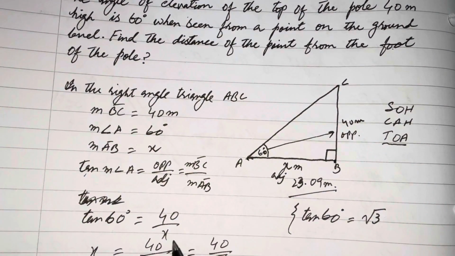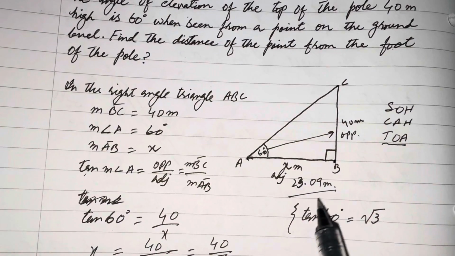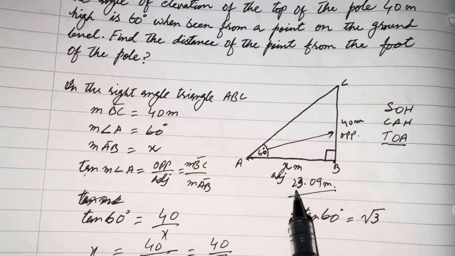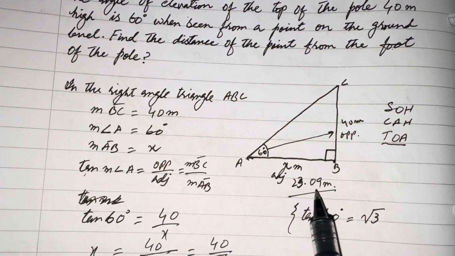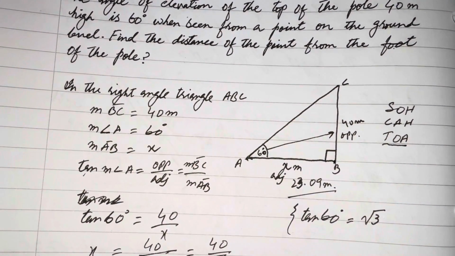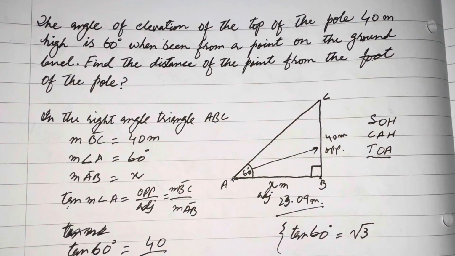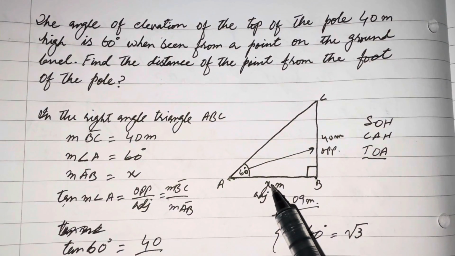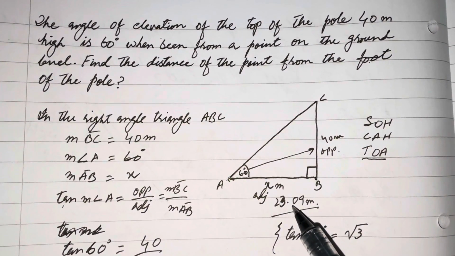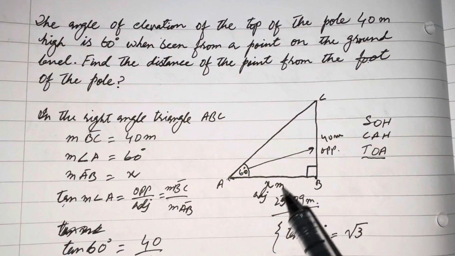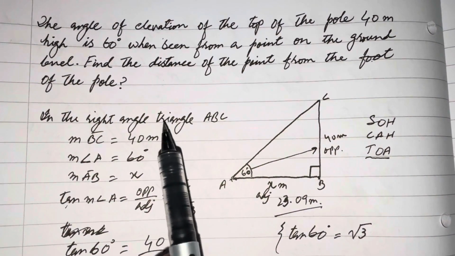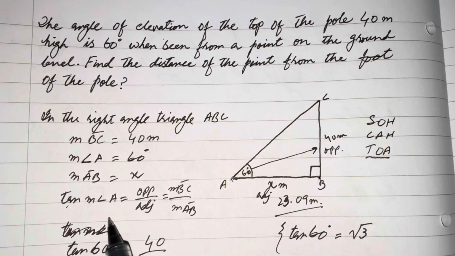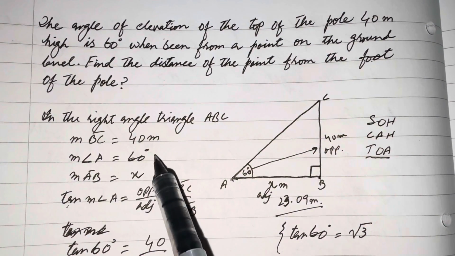And after solving this trigonometric ratio, we have found the length between point A and B, which is equal to 23.09. So that's how we can find the length, which is representing x. So x is equal to 23.09. So that's the question we have solved, and I hope that you will understand when you watch the video.